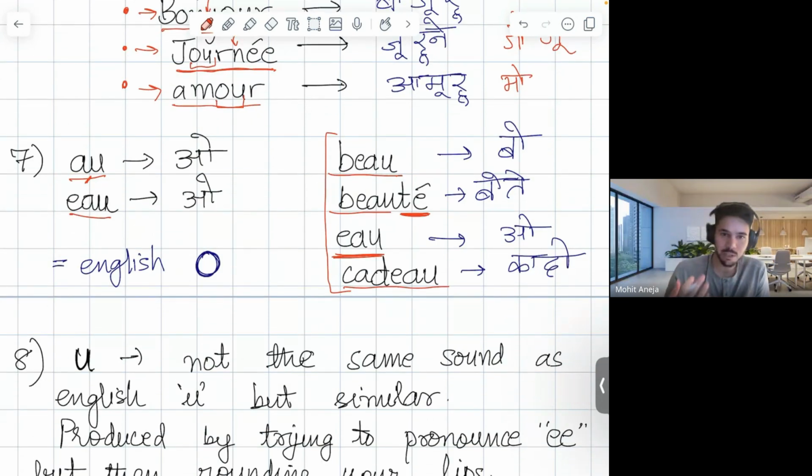Let's for now move on to the next rule, which is the O sound, which most of you are making right now. The O sound in French is produced by two vowel combinations, which are AU and EAU. The sound is exactly the same as English O. I'm sure you all know the sound of O in English. So you have to say that sound whenever you see AU and EAU. Make sense?